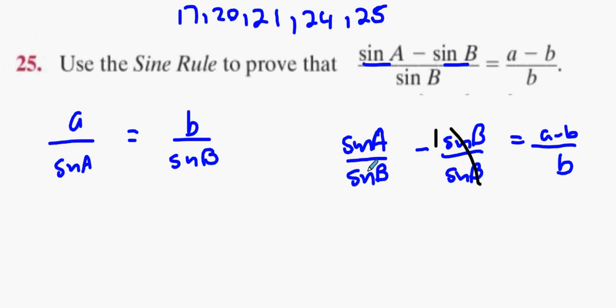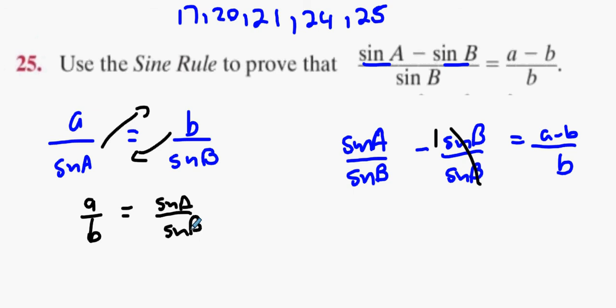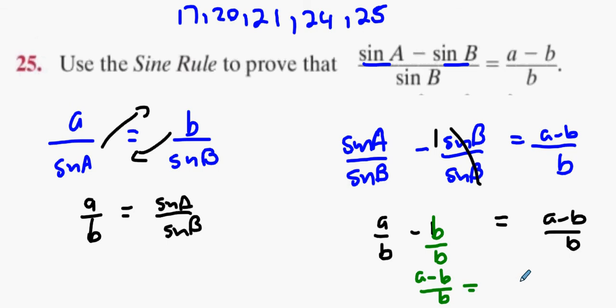That's exactly what I'm going to do. I'm going to bring that sine A to the top right and that to the top left. And I'm going to get A over B equals sine A over sine B. And that makes my life easy because it's A minus B, take away 1, A minus B over B. Now, if I give this a common denominator, I turn 1 into B over B, you find that we have the same answer on both sides. Bada bing, bada boom, you're done.